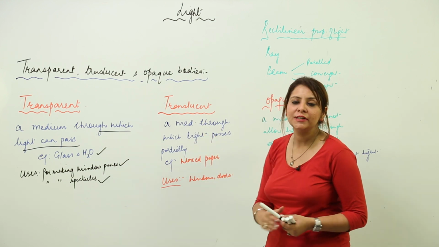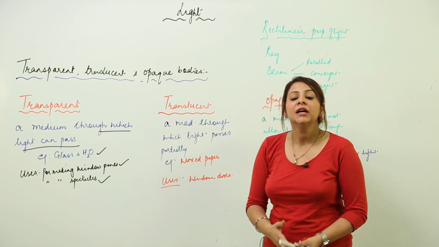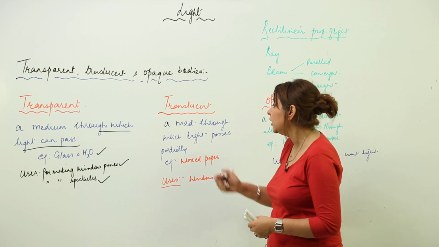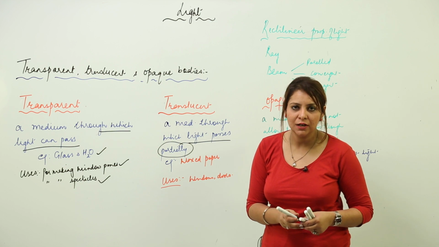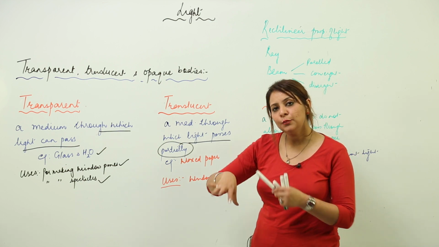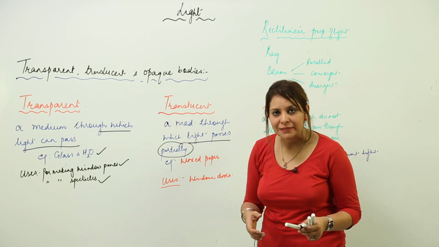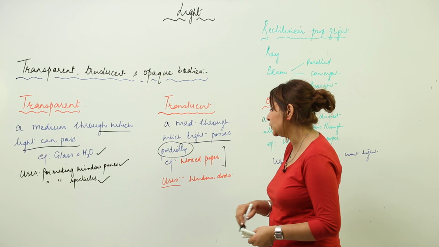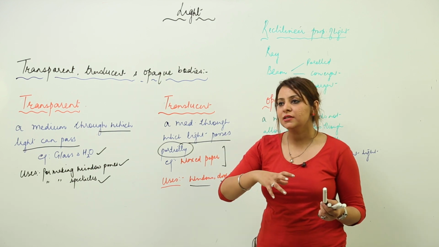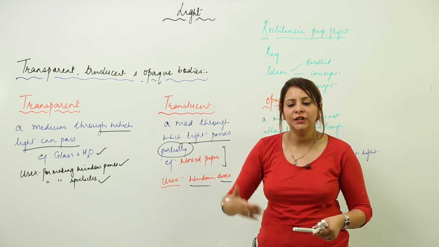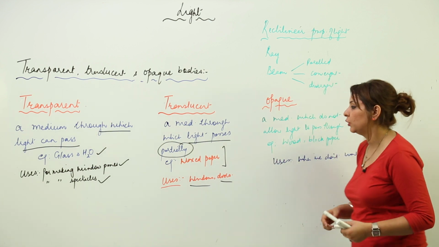Coming on to the translucent: it is not a transparent one, and it is not an opaque one, it lies in the middle. Translucent allows light to pass through, but only partially. That means only a few rays are allowed to pass through. So it has a property of transparency, but not complete transparency, and that is why it appears translucent. Like wax paper. It is again used in making windows and doors, where you don't want all the light rays to pass through. You need a translucent one, so there again it is used for making windows and doors.